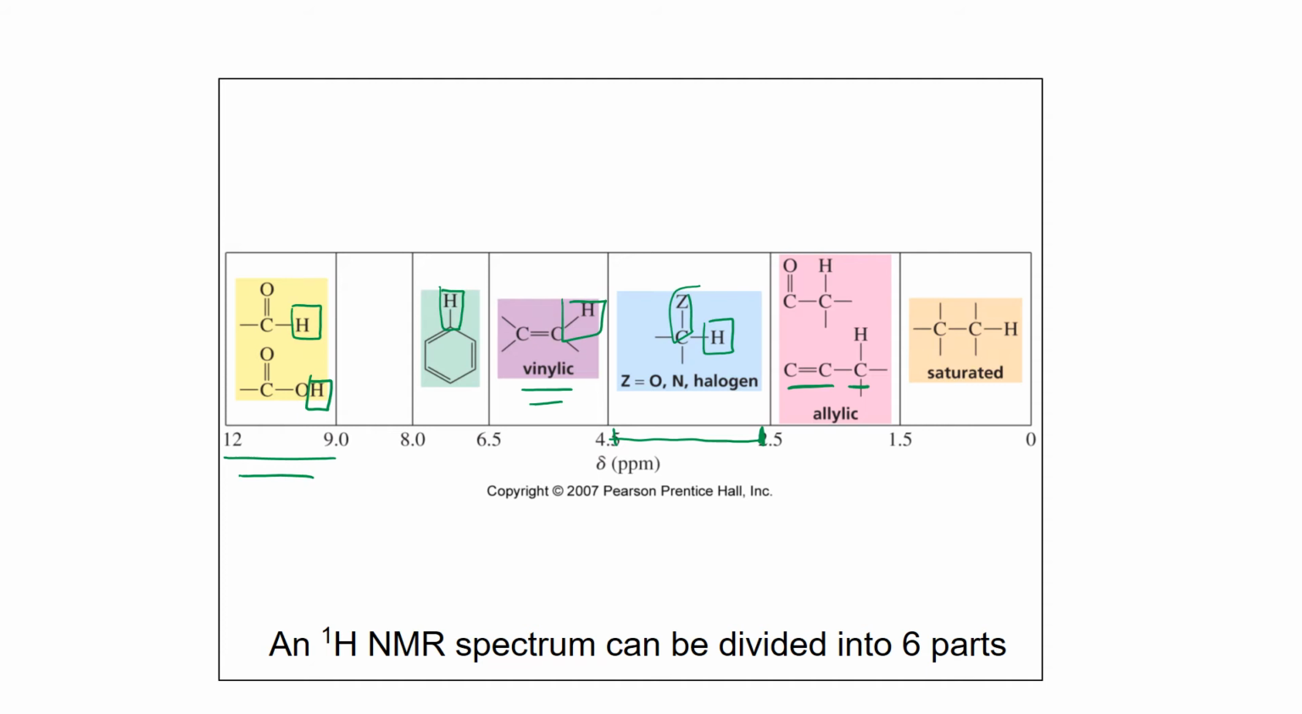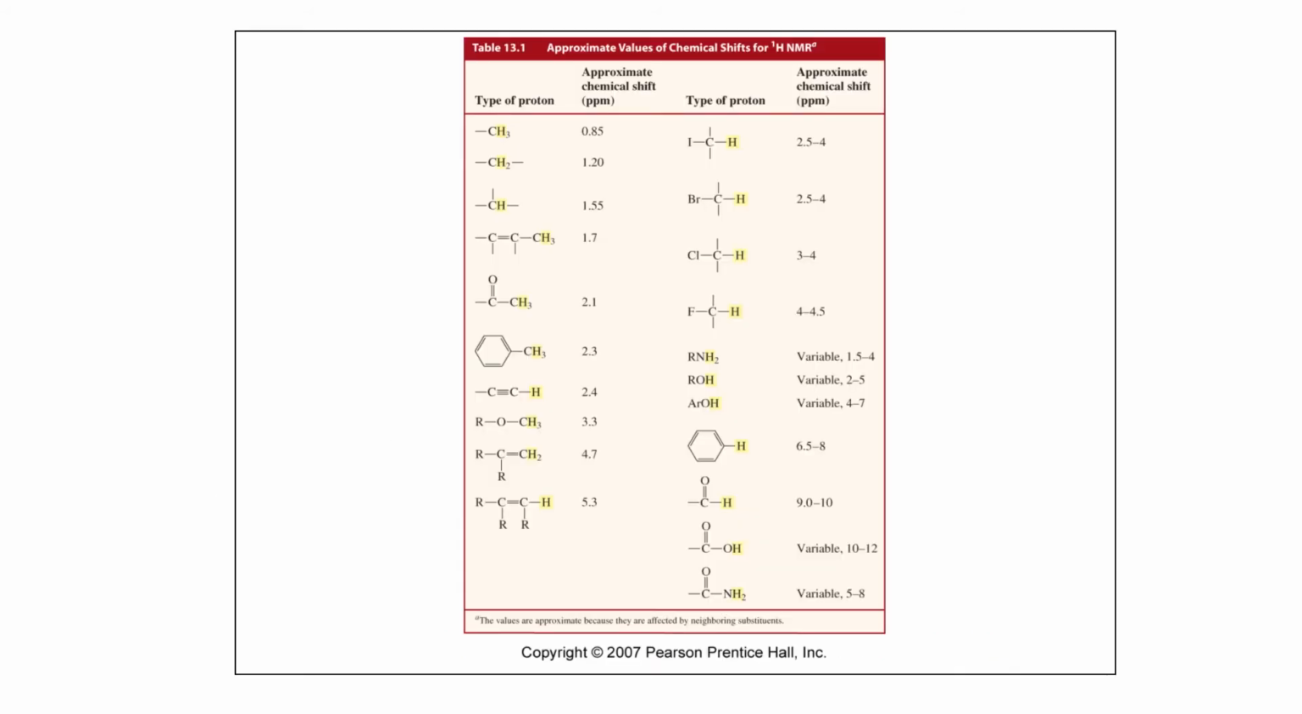And then completely saturated with no de-shielding effects are going to be the ones that show up at the low energy end, the most shielded. And so they're going to be usually between 0 and 1. You can find these types of data tables that show different protons on various functional groups and approximately where they will show up in an NMR experiment. So there's one embedded in the SoftChalk module, and that's on Blackboard, and that will be the one that you're given for exams. There's also another one in your textbook.